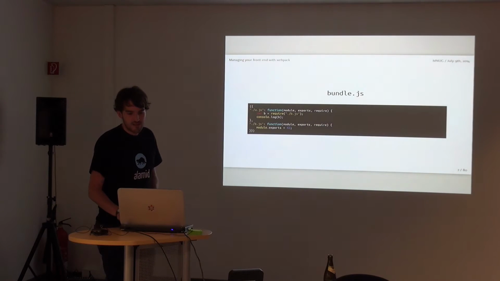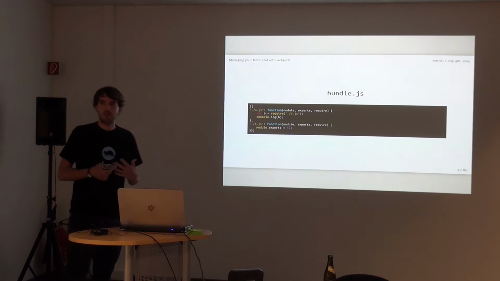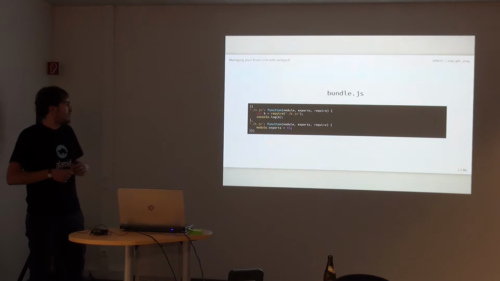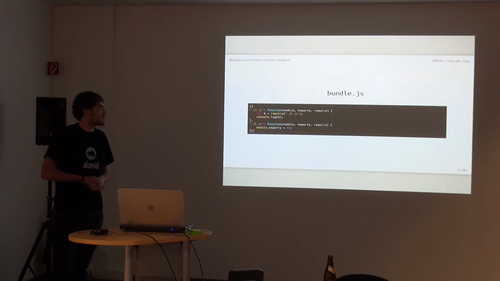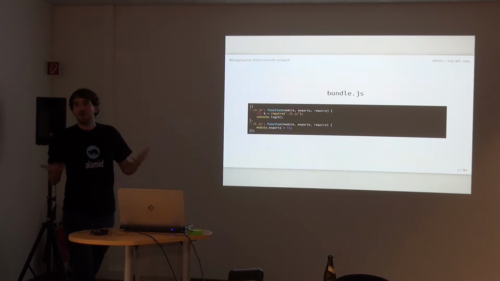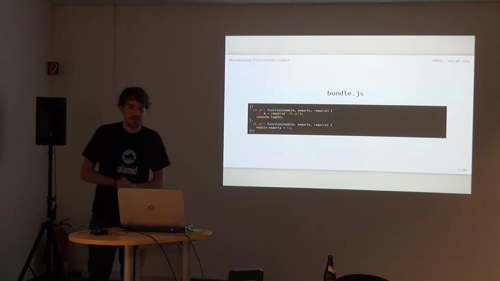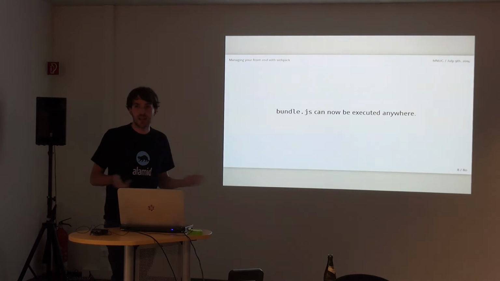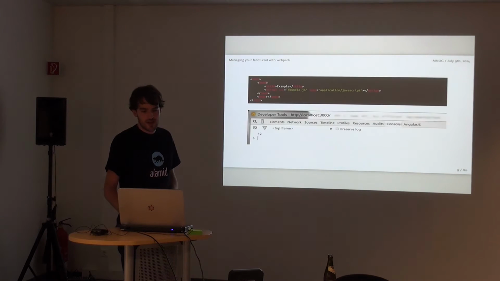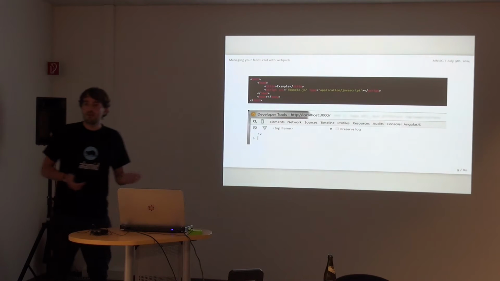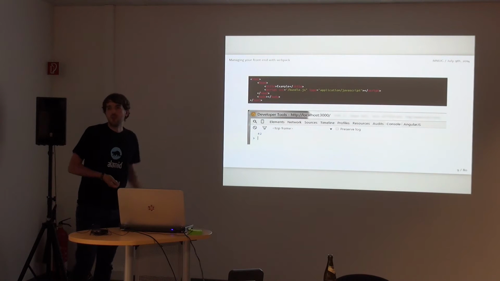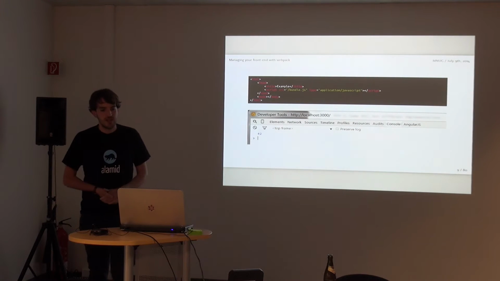So a module bundler basically just creates a bundle.js and puts it all into one file, wraps it into a function closure, and then you can send that to a browser and execute your Node code basically in a browser. So bundle.js can now be executed anywhere in any environment. If I created an HTML file and reference it, it will log 42 in my browser console.